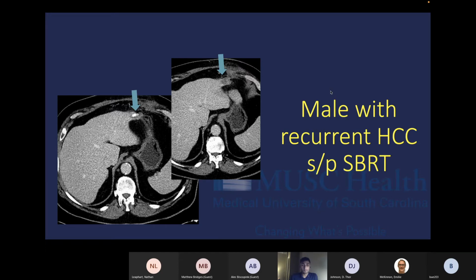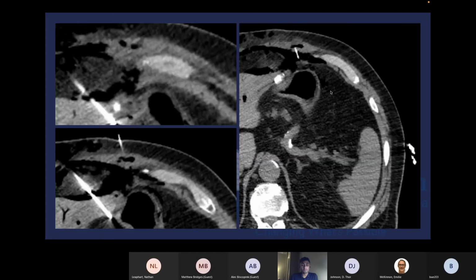This is a guy who got SBRT for HCC in the liver. He developed a recurrence. They can't re-irradiate it. They put too much dose into his liver already. Plus the stomach is right on top of this thing and they don't want to burn a hole in the stomach. So they asked me to take care of it.